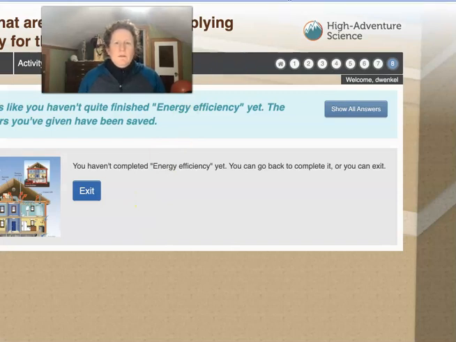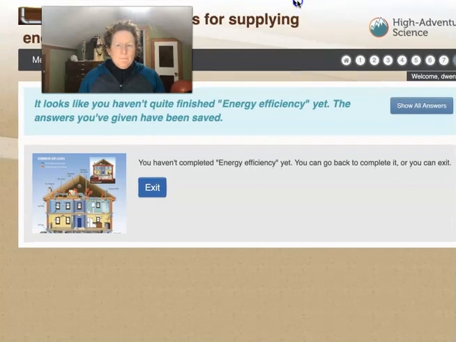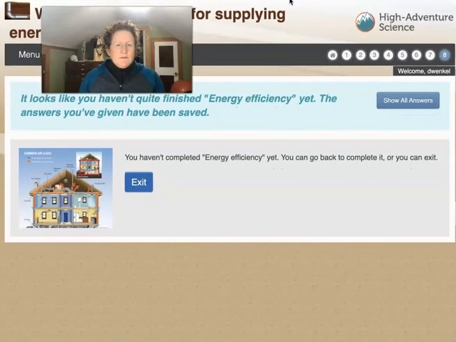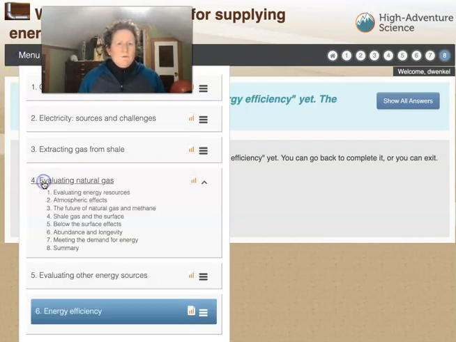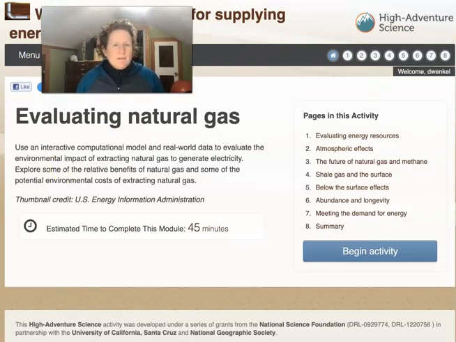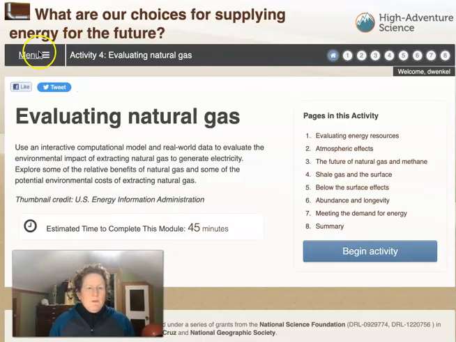And then you'll see the High Adventure Science portion that you want. Right now, we're going to go to 4. That's activity 4, using the menu. So we use the menu on to activity 4, and now we're going to start on page 1 by clicking here.